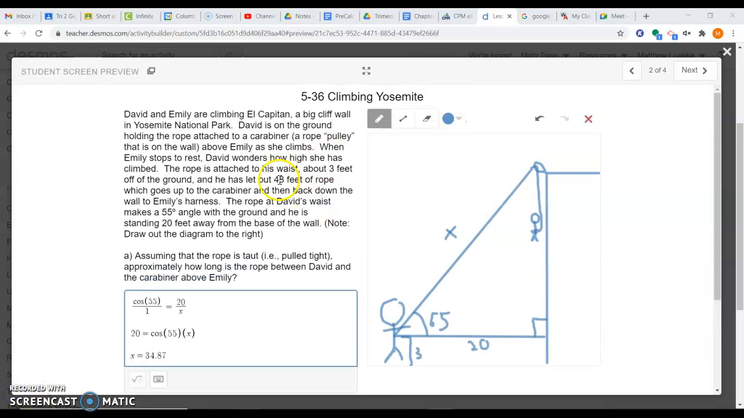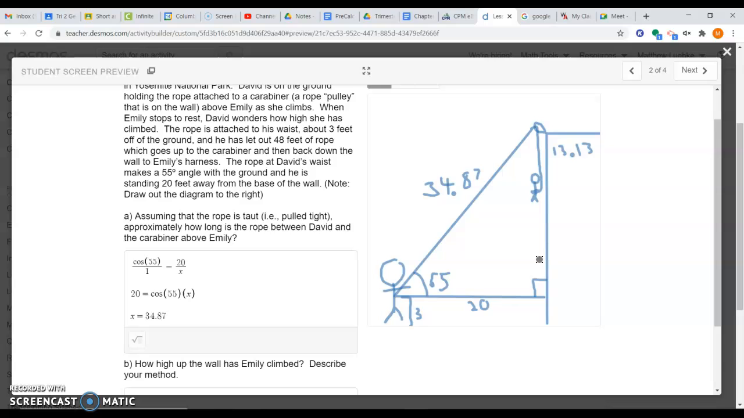Now I'm actually going to use this 48 feet of rope, because I know that out of that 48 feet of rope, 34.87 of it is used from his waist to the carabiner, which means the remainder of the rope is from the carabiner down to Emily's harness. So I'm going to take 48 and subtract 34.87. 48 minus 34.87, and I know that there is 13.13 feet of rope between the carabiner and Emily's harness. That's going to come into play in this second part.